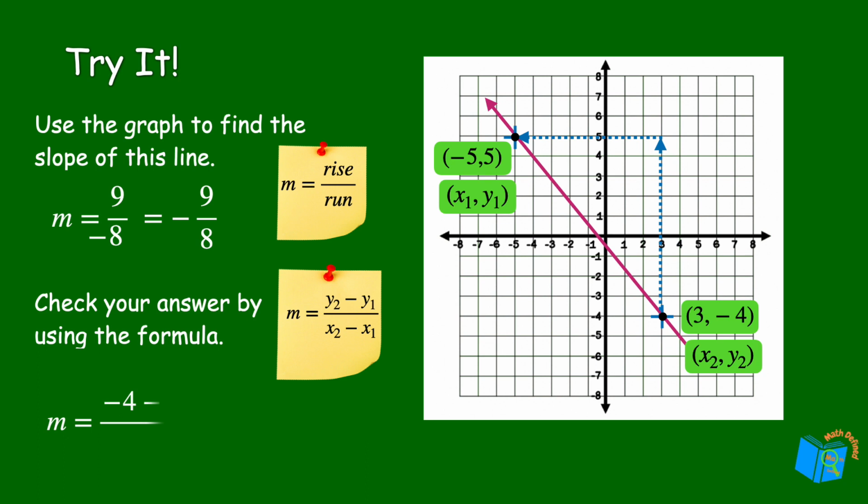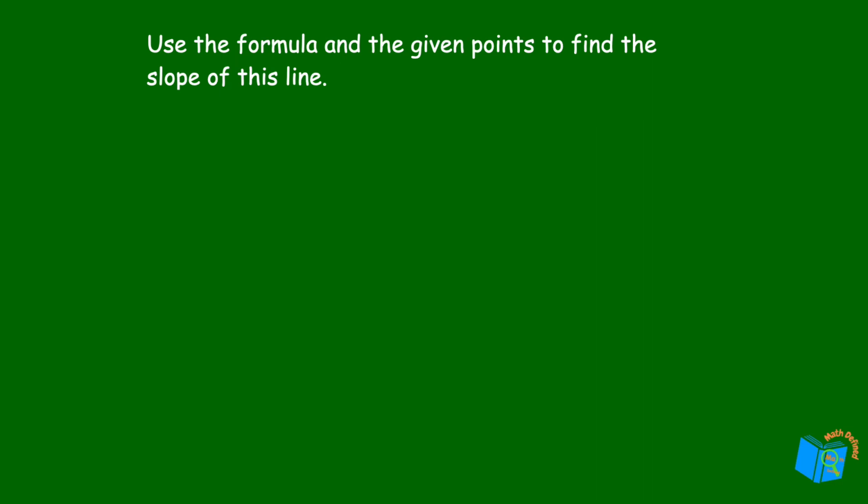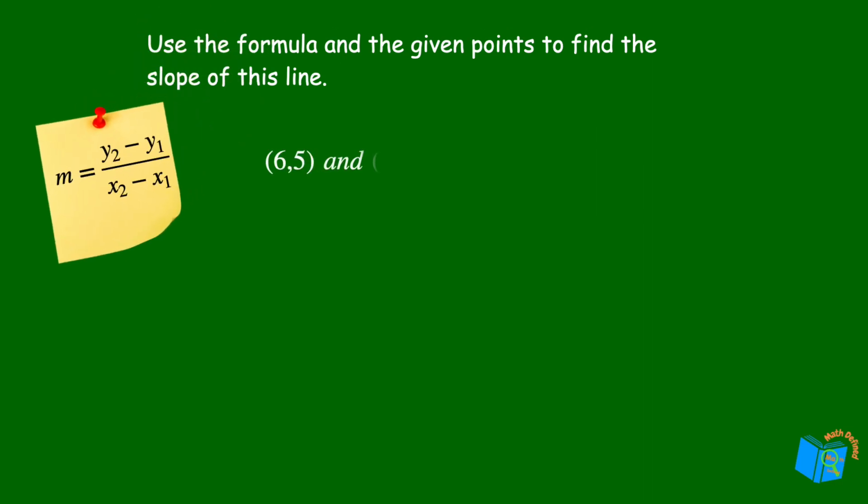Starting with the y-coordinates, I have negative 4 minus 5, which is negative 9. For the x-coordinates, I have positive 3 minus negative 5, which is positive 8. So the slope here again is negative 9 over 8. Now use the formula and the given points to find the slope of this line. Pause the video and I'll talk to you soon.